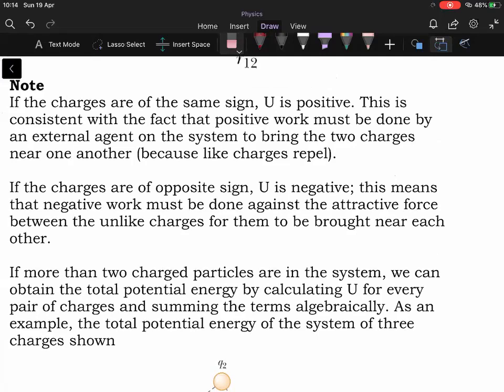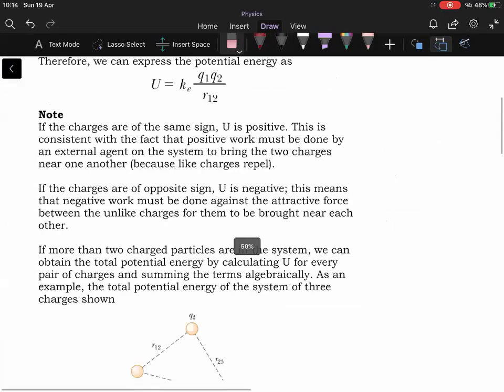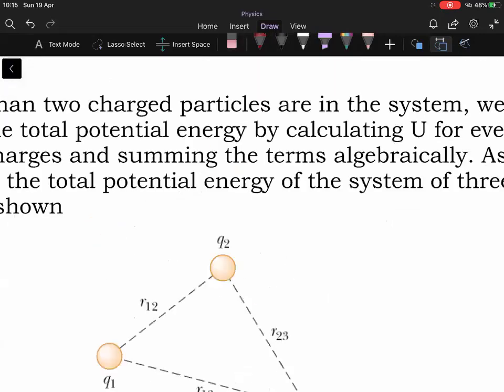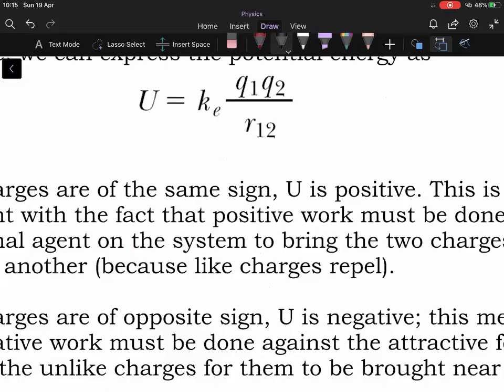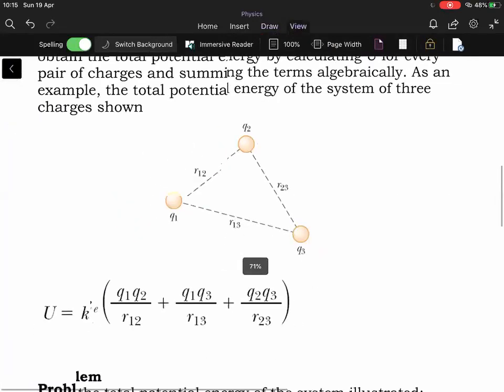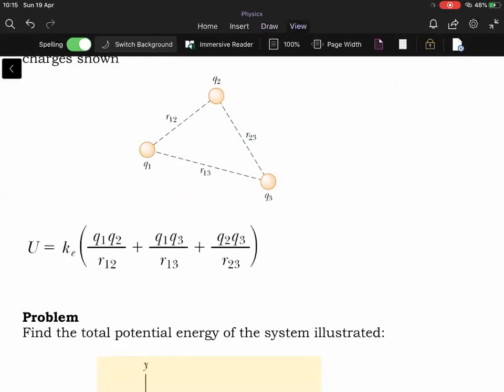Okay, so this is what has been written in the note. Now what if the system of charges has more than two charges? In that case, the concept is very simple. We need to calculate the potential energy for each term. For each pair of charges, there will be a term of potential energy.